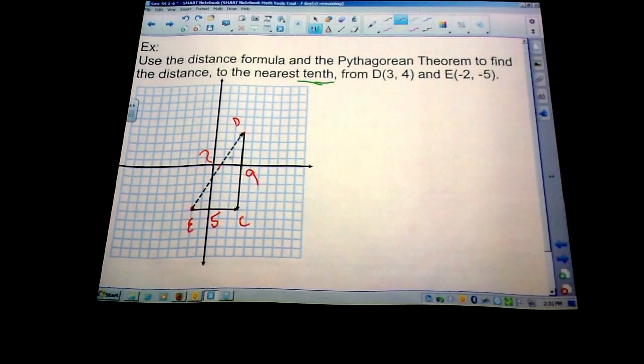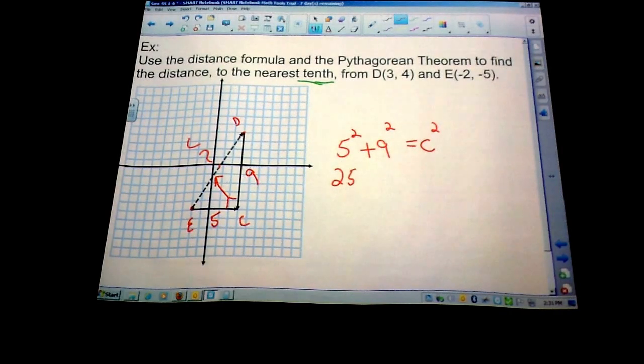So I've got it set up in a right triangle, so I can use the Pythagorean theorem. These are my two legs here. Here's my right angle, so that's my c that I'm missing, straight across from the right angle. So I'm going to put 5 squared plus 9 squared equals c squared. So 5 squared is 25, plus 81 when I square 9 equals c squared.